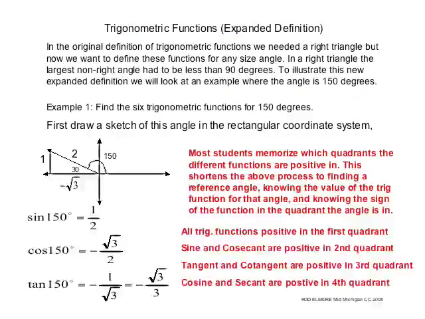Once again, let's review that. You find the reference angle first. You know the value of that reference angle, the trig function value of that reference angle. And then if you know the sign in that particular quadrant, you'll have the answer.